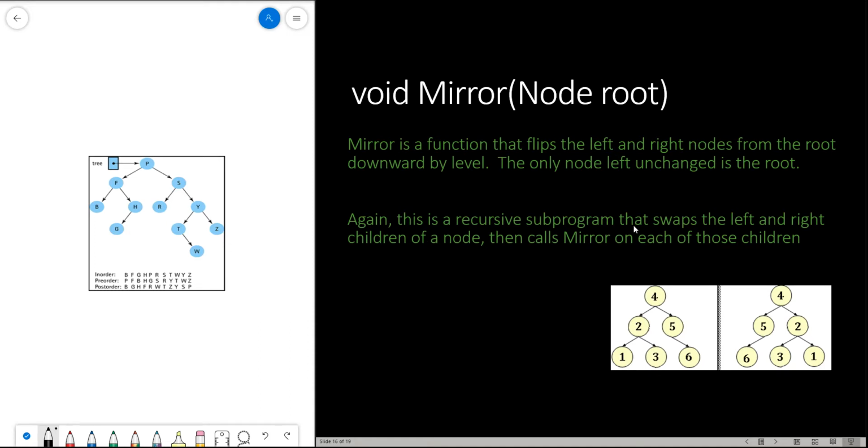So again, this is a recursive subprogram that swaps the left and right children of a node, then calls mirror on each of those children. So imagine that. The 4 would say, swap your children. So that means that it would look like this. So we have our 4, which points to 2, 5.